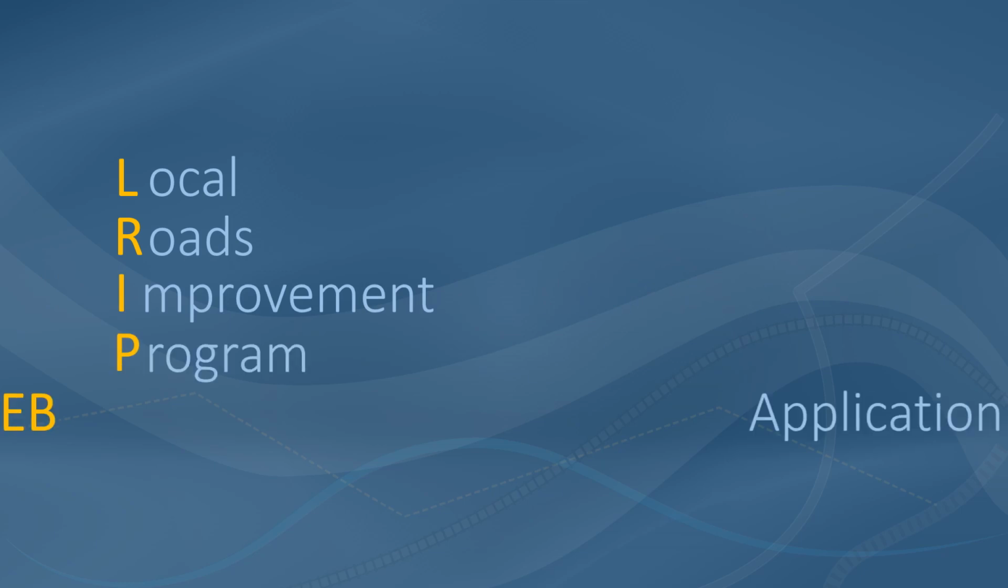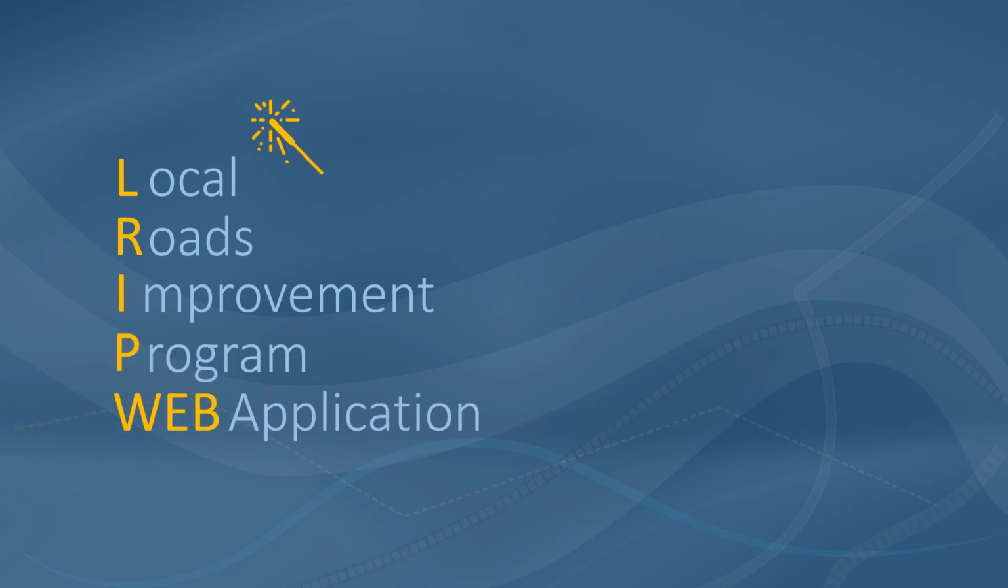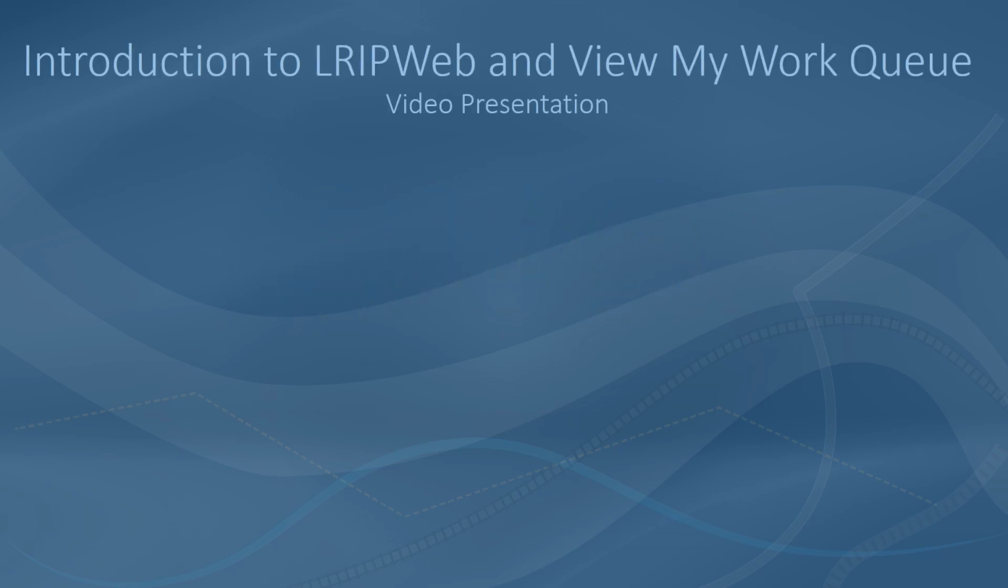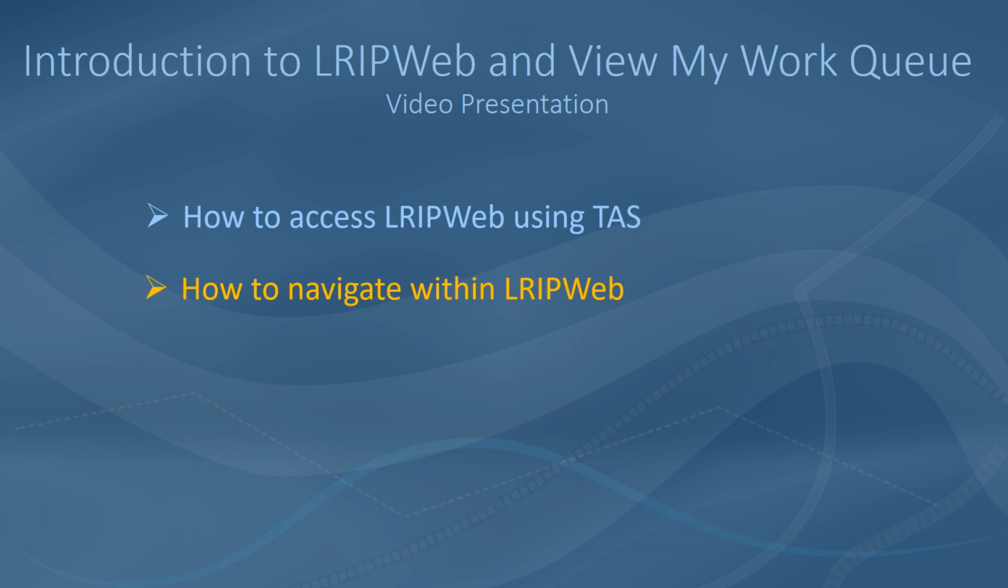Welcome to the Local Roads Improvement Program and the enhanced LRIP Web application. In this introductory video, we will walk through how to access LRIP Web through the new web-based Transportation Assistance System known as TAS, and how to navigate within LRIP Web using the tools and screens available to you, including the View My Work Queue function.